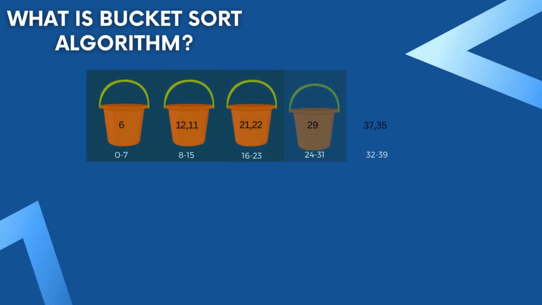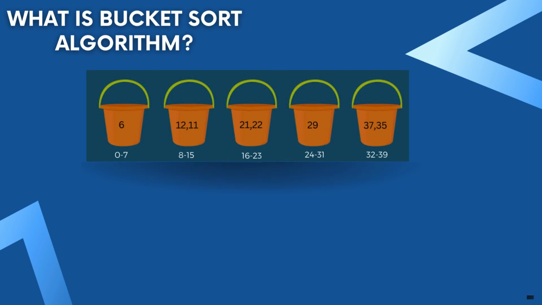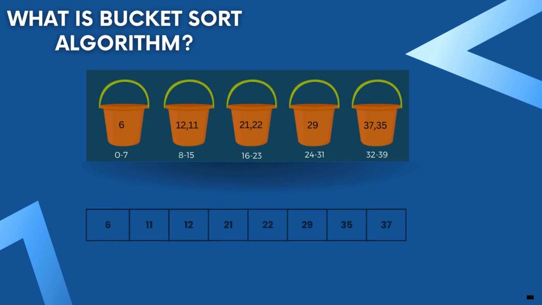In the next stage, all the elements are sorted according to an order that might be ascending or descending. In our case, we have the ascending order, so the final result will be 6, 11, 12, 21, 22, 29, 35, and 37. So this is how the bucket sort algorithm works in real time.